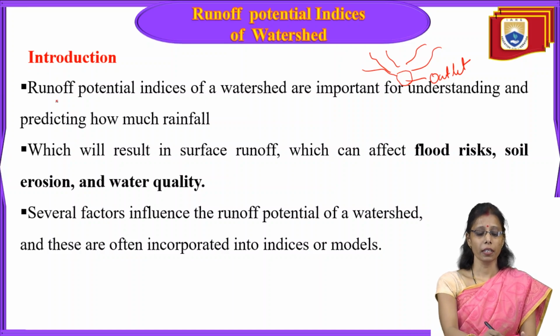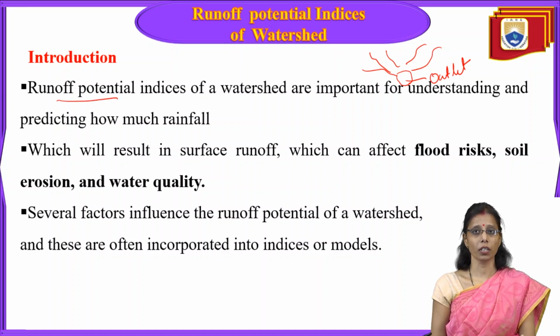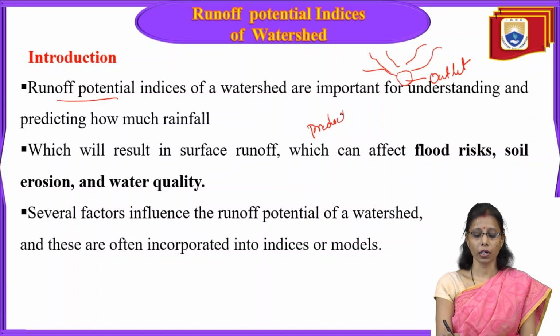In the introduction, we are going to understand that runoff potential indices of watershed are important for understanding and predicting how much rainfall will result in surface runoff, which can affect flood risk zones, soil erosion and water quality. So first of all, runoff potential of watersheds is important for predicting the rainfall.